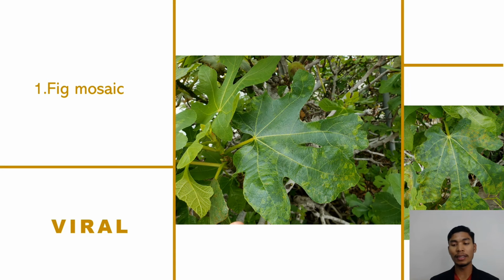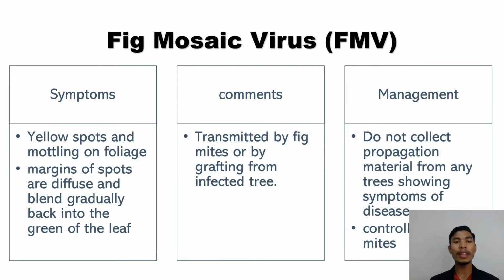That's for the fungal disease. Now we go for the viral disease of the fig tree. Number one is fig mosaic, or specifically we call it fig mosaic virus, FMV. The symptom is usually yellow spots and mottling on the foliage, and the margins of spots are diffused and blend gradually back into the green of the leaf.